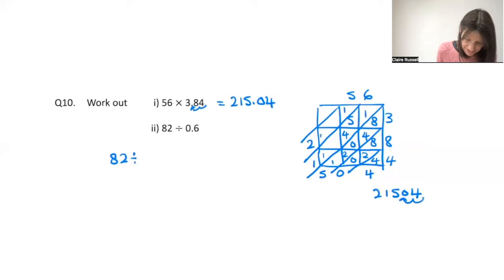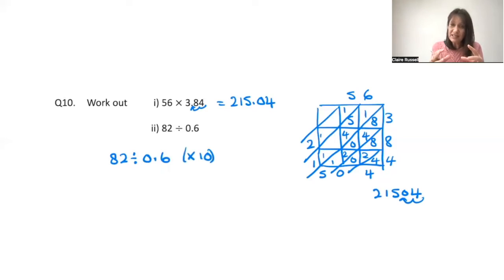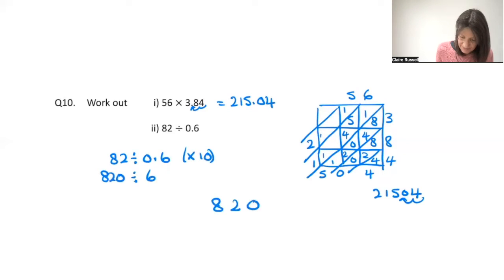Okay. Now the division. 82 divided by 0.6, dividing by a decimal, remember that is a problem. So we're going to be multiplying this to change it from a decimal to a whole number. So I'm going to times 10 to everything to keep it equivalent. That's going to give me 820 to divide by 6. So I've got 820 divided by 6.